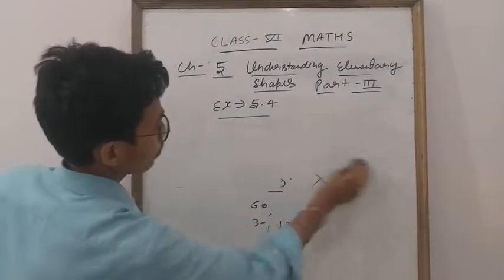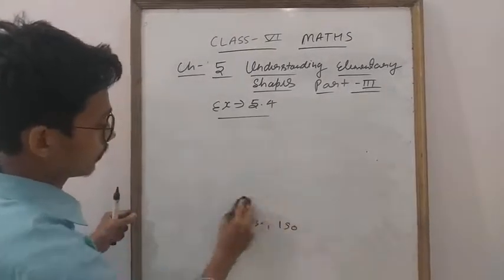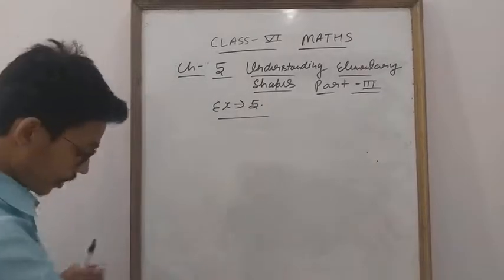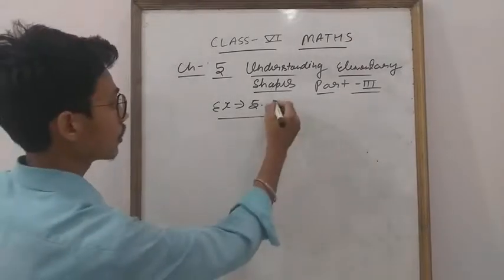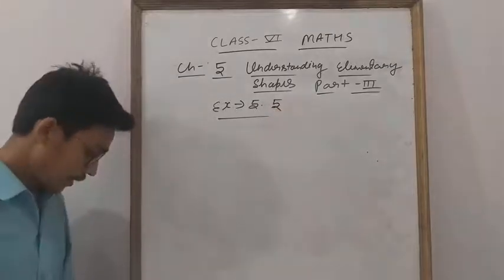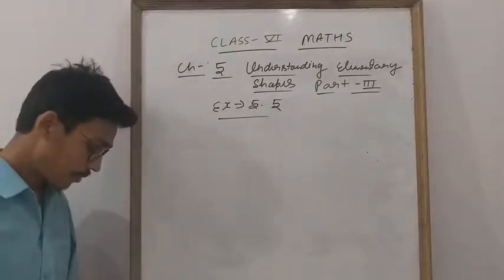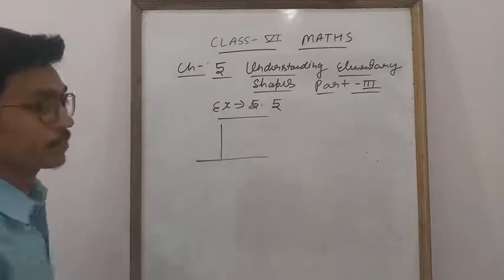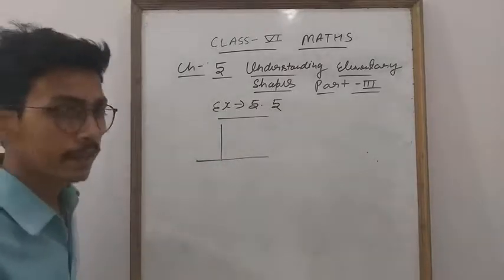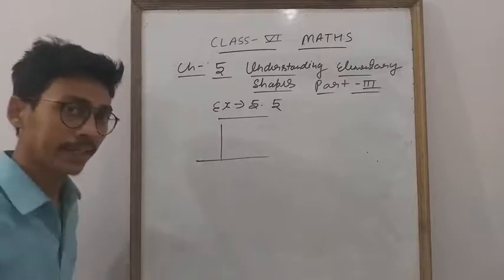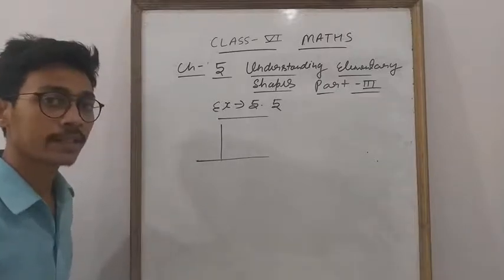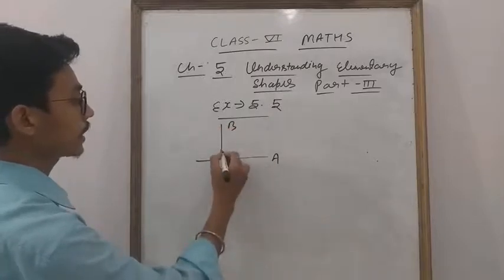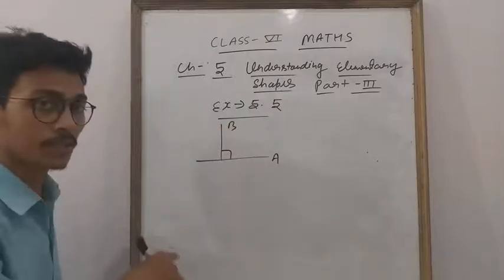Exercise 5.5. See students, 5.5 is also very simple. It is given, which of the following model perpendicular lines. Now you know what perpendicular lines are. Perpendicular lines means two lines meet each other at 90 degree, or two lines intersect each other at 90 degree. See, this is line A, this is line B. They are intersecting each other at 90 degree, so they are known as perpendicular.